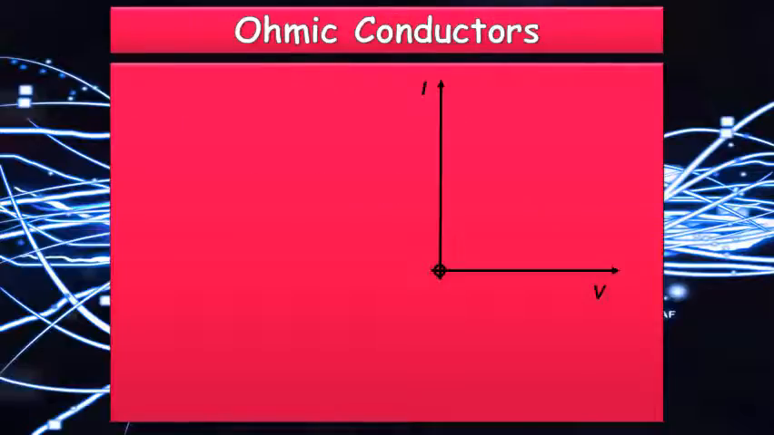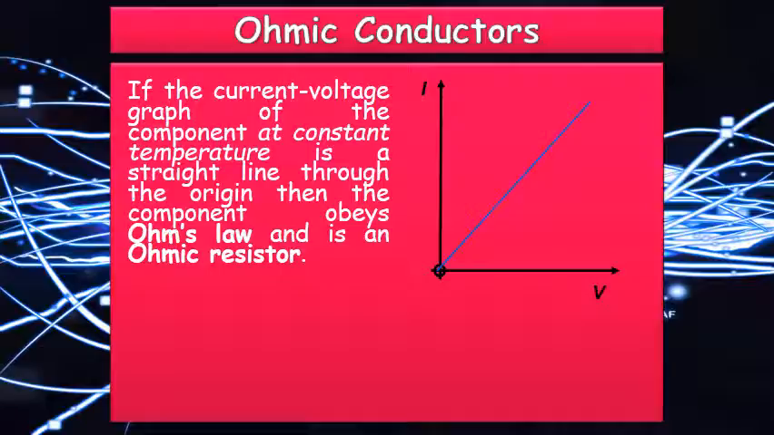So ohmic conductors from yesterday's lesson. If you plot a current versus voltage, then you get a straight line. And if the current voltage graph of the component is at constant temperature and is a straight line through the origin, then it obeys Ohm's law and is called an ohmic resistor.